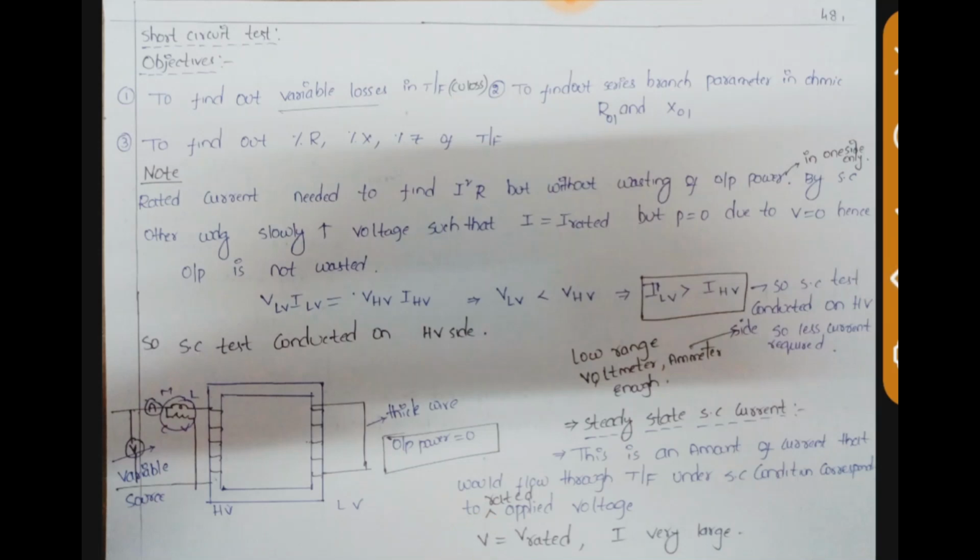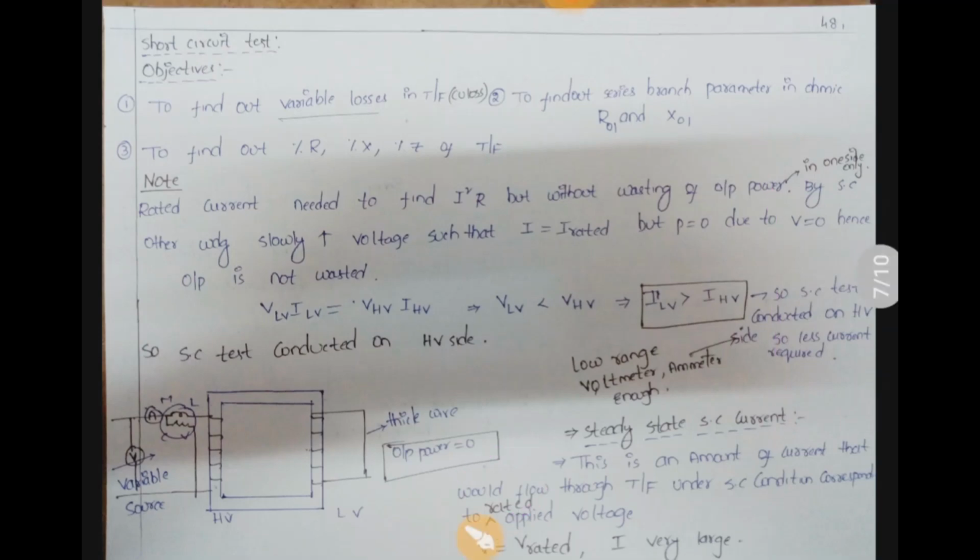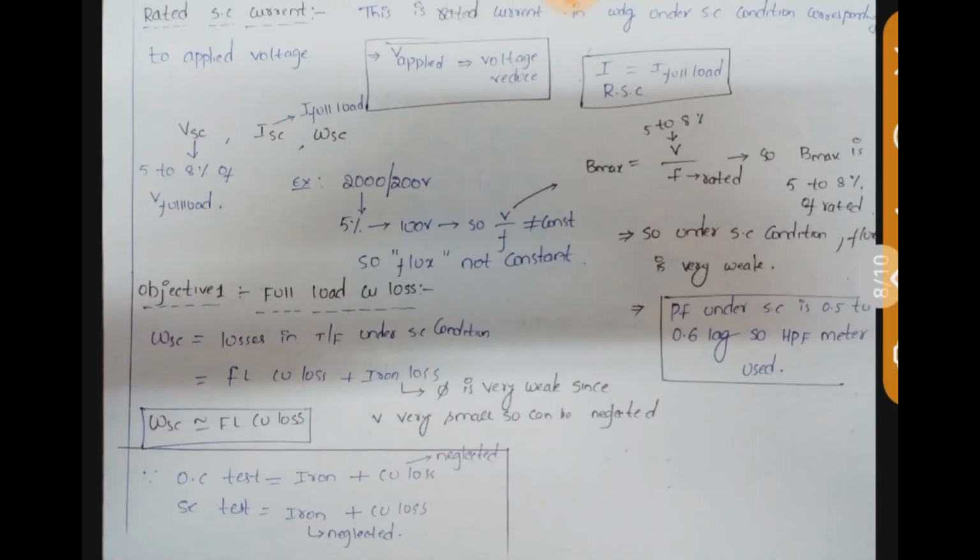So that current which flows when we apply the rated voltage source is called the steady short circuit current, which is very large. Now you see the term rated short circuit current. Here we apply a voltage, using a variable source, such that the current is the full load current mentioned on the nameplate details of the HV side. Suppose the HV side rated current is 10 amperes, we vary the voltage source such that 10 amperes is flowing on the HV side. So the voltage source required now is very less since it is short circuited.